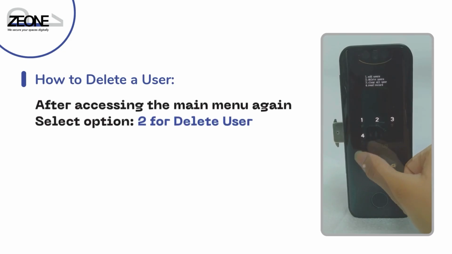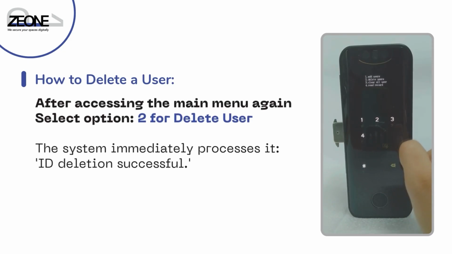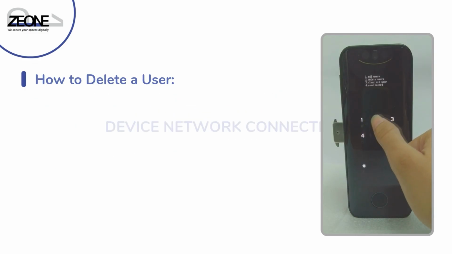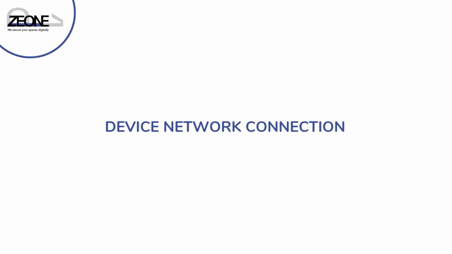Deleting users. How to delete a user? After accessing the main menu again, select option 2 for Delete User. Choose which user you want to delete and the system will immediately process it. ID deletion successful.